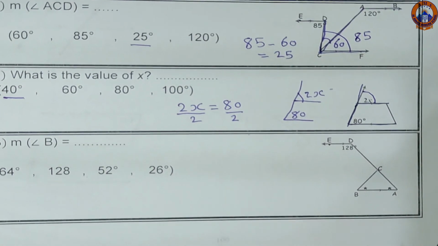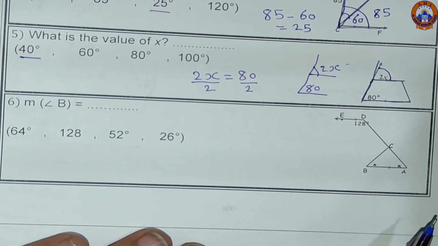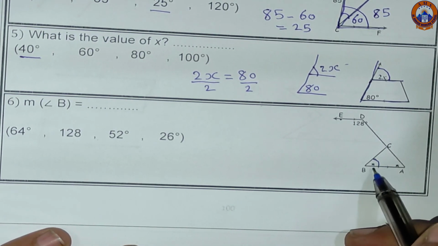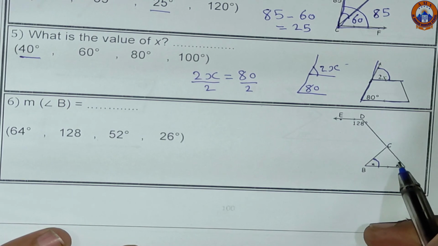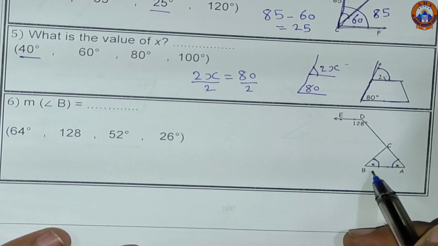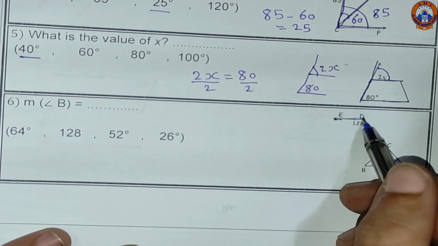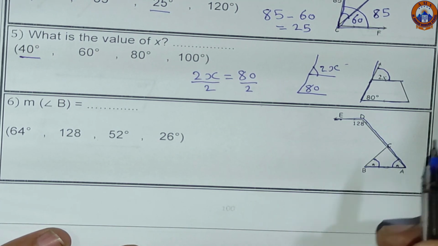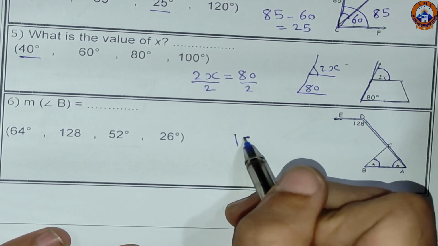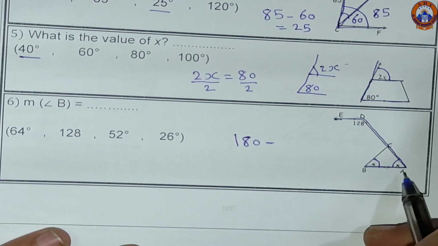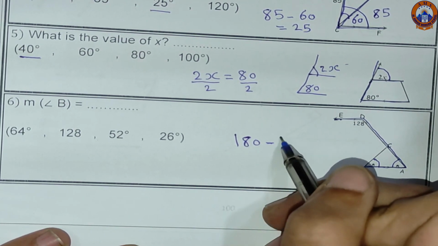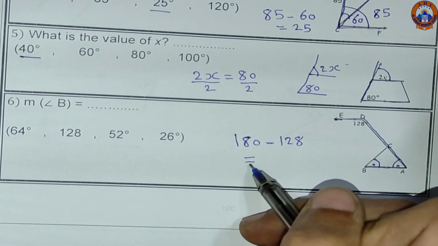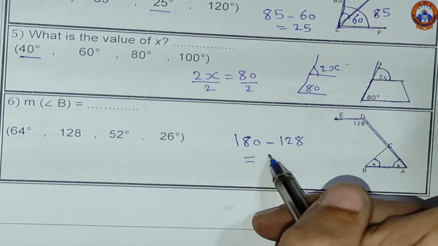The last question, measure angle B, and this measure angle B has a star like measure angle A, so they are equal. So we're gonna make a U-shaped letter, and to find angle B, which equals angle A, we're gonna make 180 minus 128, and this will be equal 52.